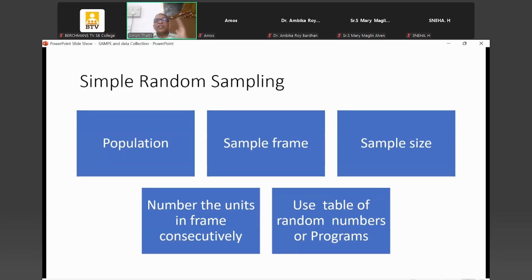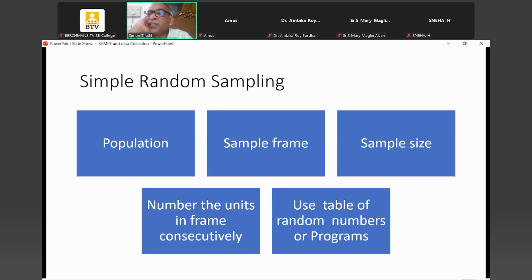You have first identified the population, then the sample frame. From the population, if there are any limiting factors, you decide the sample frame. Then you decide the sample size, either based on some of the formulae, or you decide the variability and decide the sample size. Now, let us take an example.